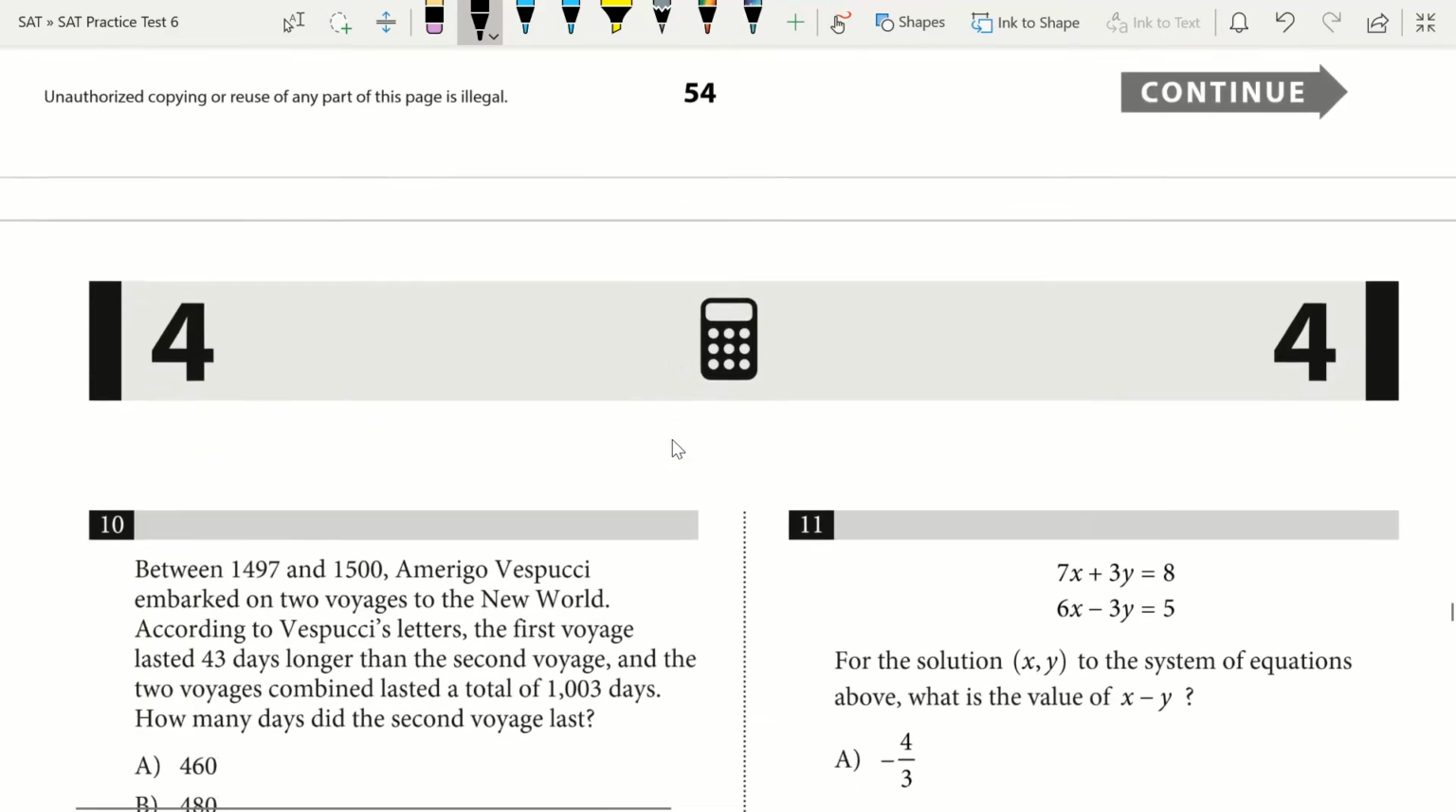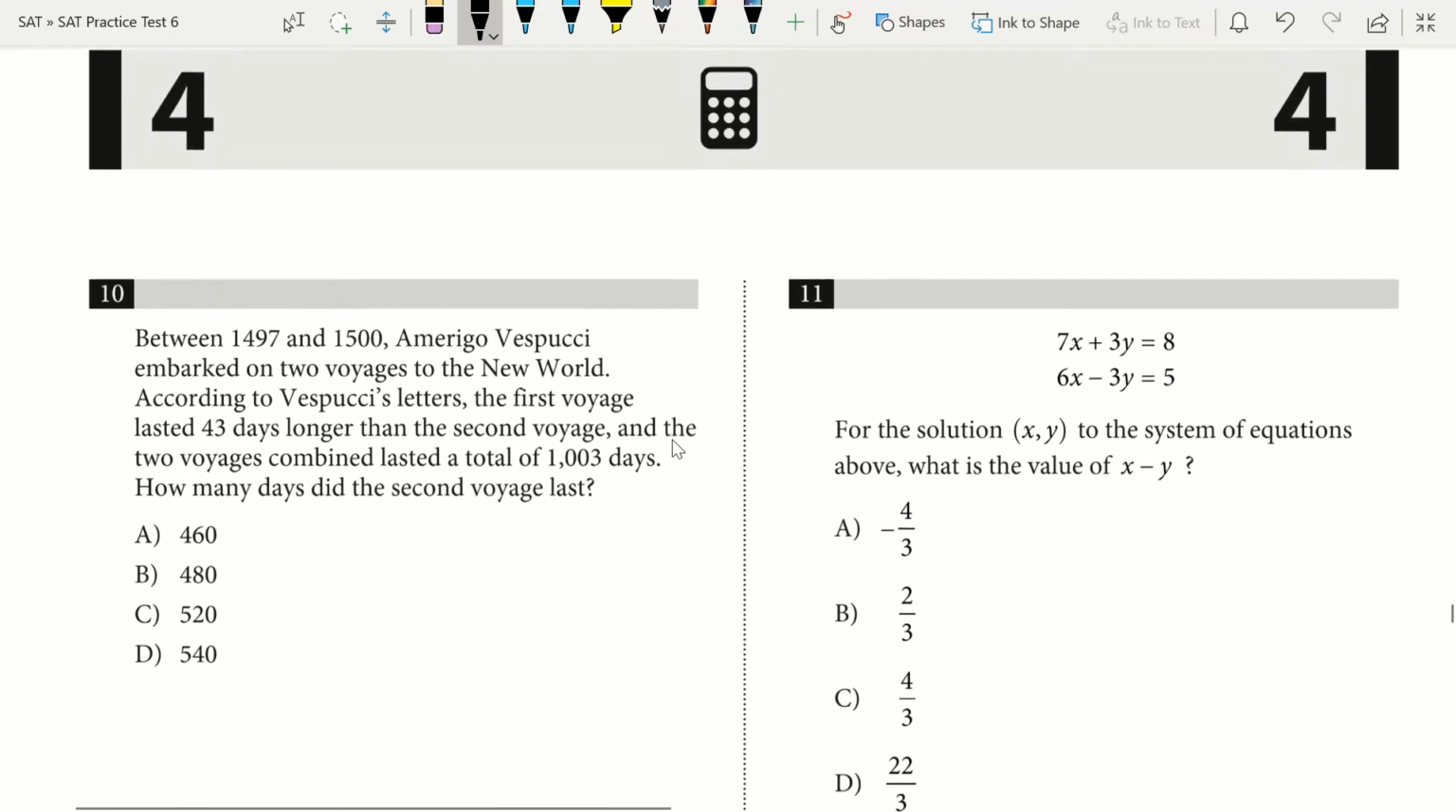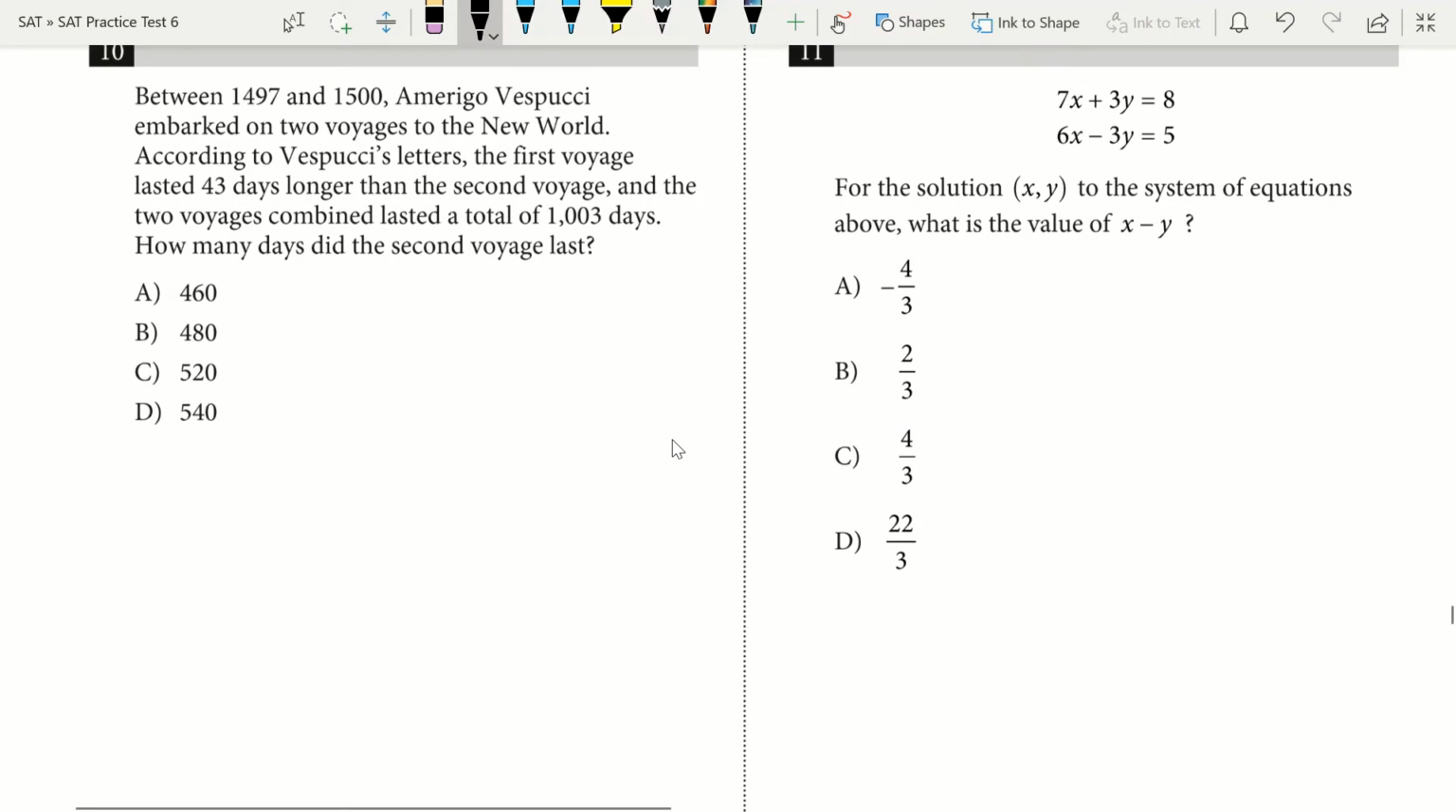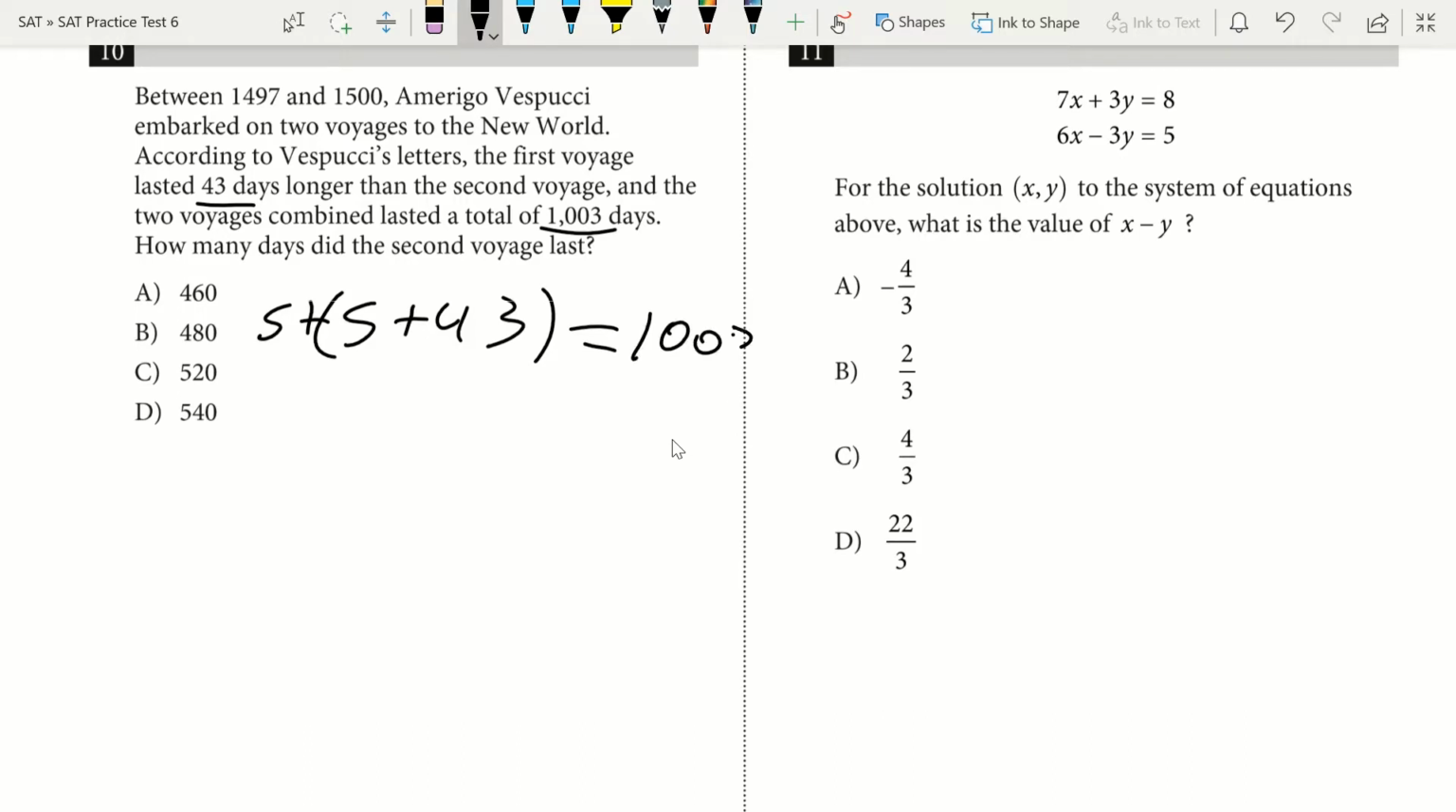All right, question 10. Between 1497 and 1500, Amerigo Vespucci embarked on 2 voyages to the New World. According to Vespucci's letters, the first voyage lasted 43 days longer than the second voyage, which I'm going to represent as S. S is going to be the second voyage. And the 2 voyages combined lasted a total of 1,003 days, right? So I've got my second voyage plus 43 days, because that's my first voyage's time length, equals 1,003 days, right? How many days did the second voyage last?